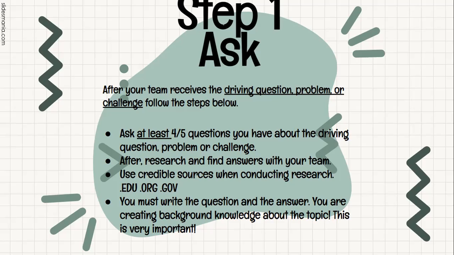Use credible sources when conducting research. Remember, we're not using Wikipedia. We're using things like .edu, .org, .gov, and you must write the question and the answer in your engineering design process notebook. So we are journaling this. We are labeling it the ask stage, and then underneath that, writing your questions and the answers to those questions. The reason for this is we're creating background knowledge about this topic. This is very important. You're setting a foundation for what you're going to learn next.